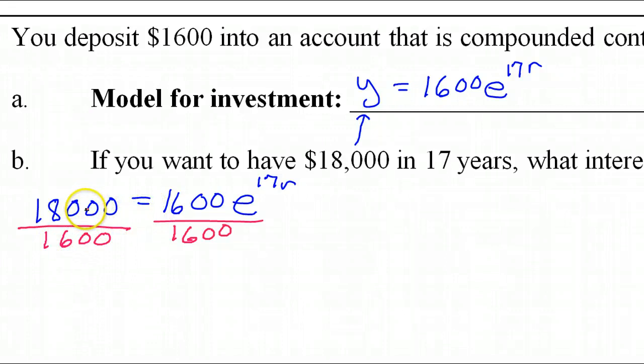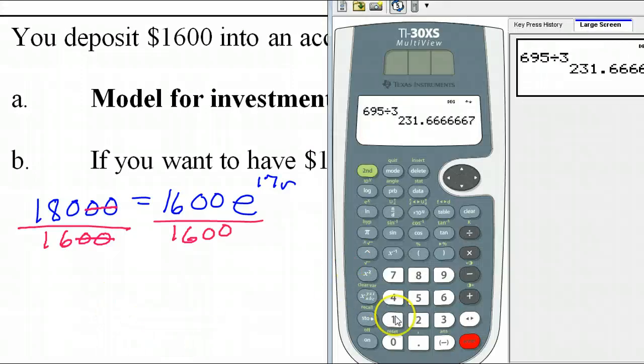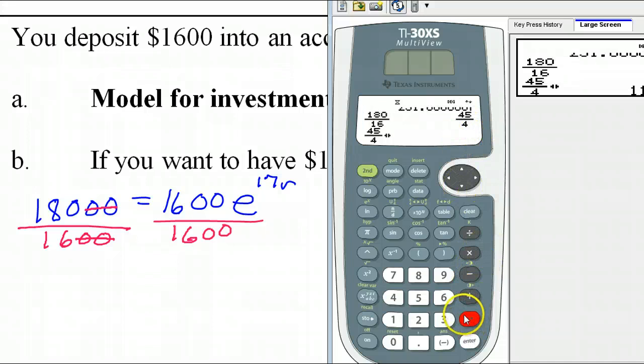Notice to make my life easier, I can just cancel out these zeros. So that leaves 180 divided by 16. Alright, 180 divided by 16. That is 45 over 4. The decimal is 11.25.